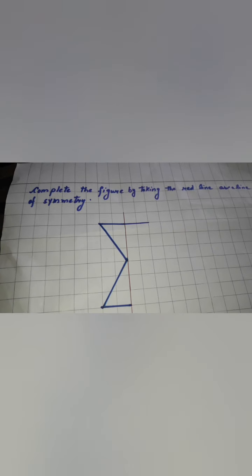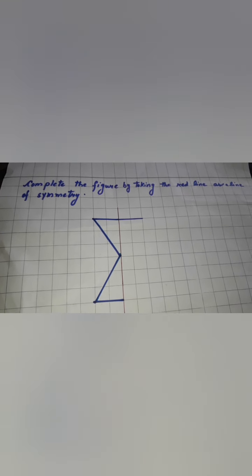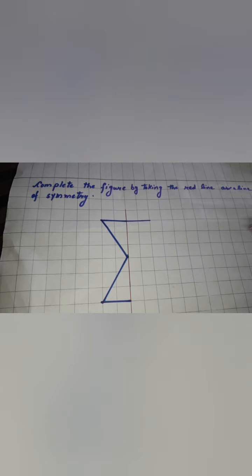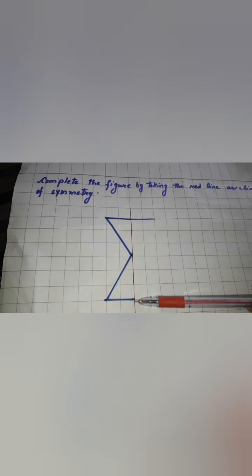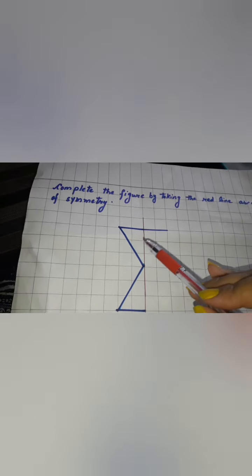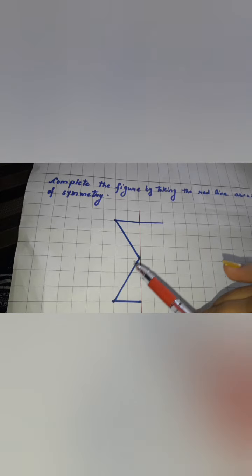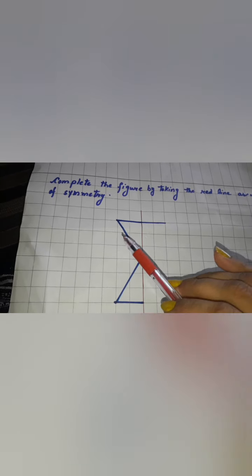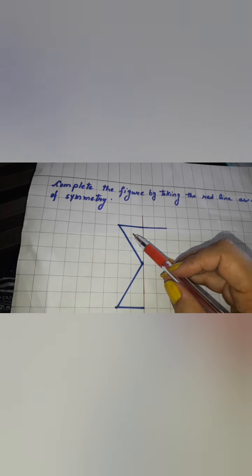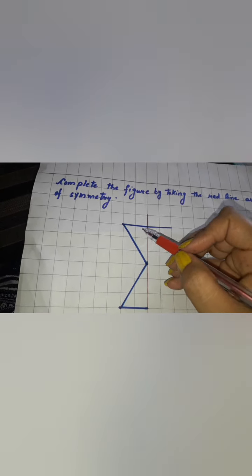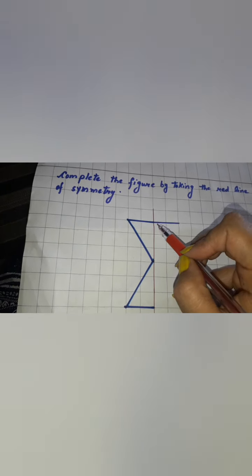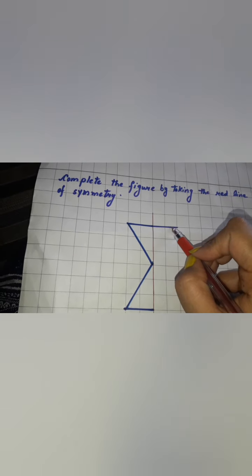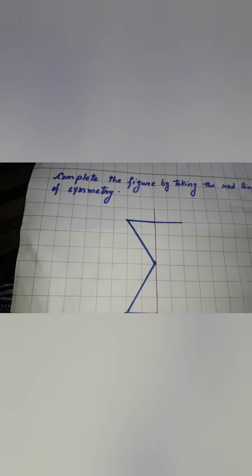Now let us do one question in which it says complete the figure by taking the red line as a line of symmetry. As you can see, I have one red line as a line of symmetry, and on one side of the line of symmetry I have drawn one shape. Similarly, on the other side of the line of symmetry I have to draw the same shape. Now how will I draw? I will count the number of boxes this line covers. So count it, 1, 2. So I have made this line on the 2 boxes.